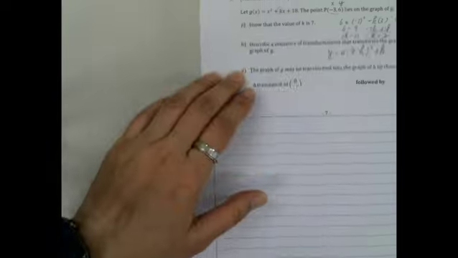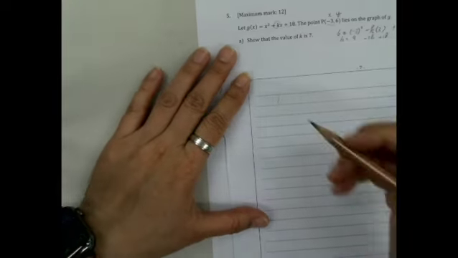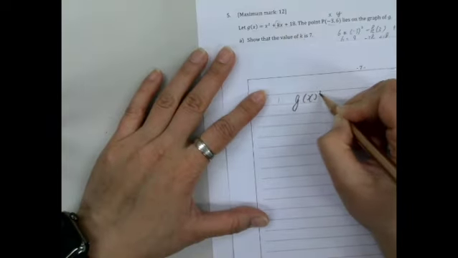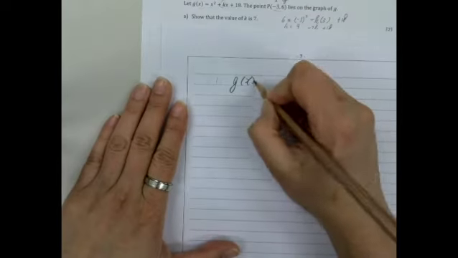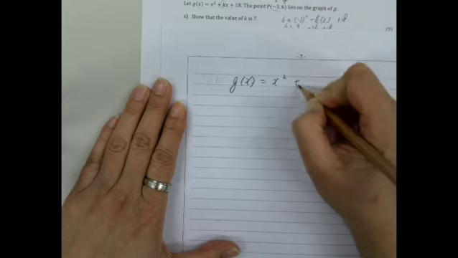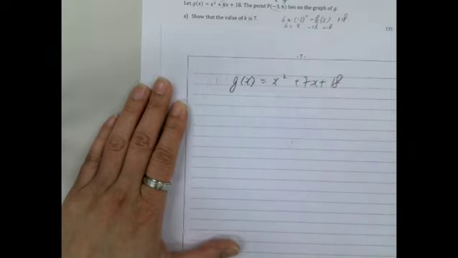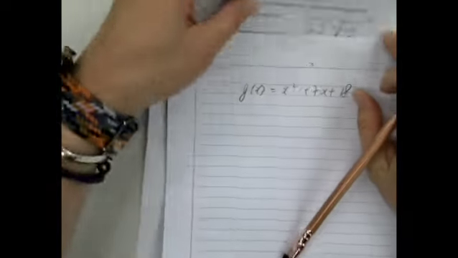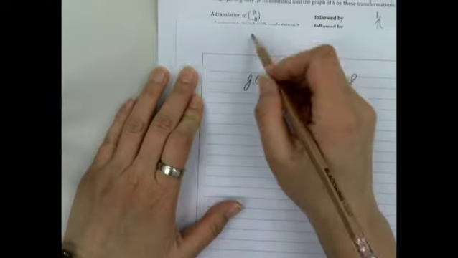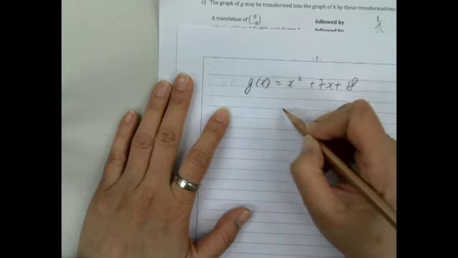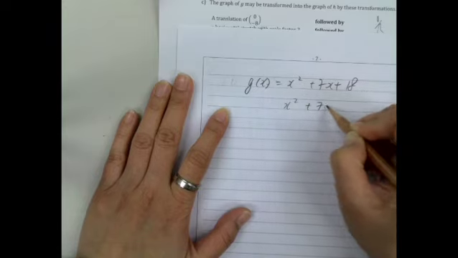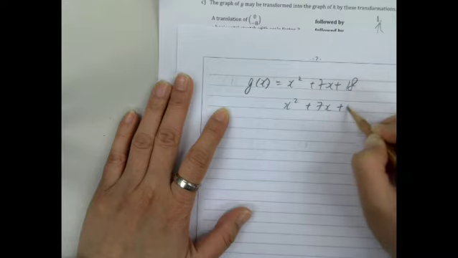So, I need our equation back. Let's rewrite it. gx equals x squared plus 7x plus 18. All right, and then now we have to do it one by one. Minus 8, so translate. So now we have x squared plus 7x minus 8 plus 10.